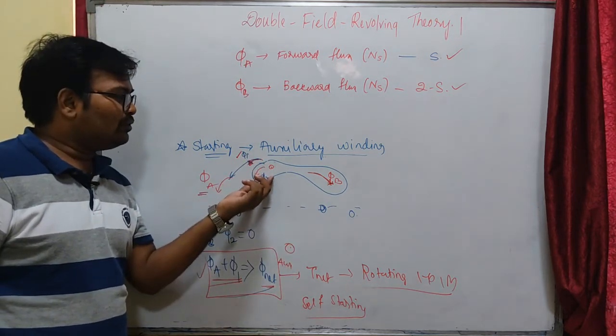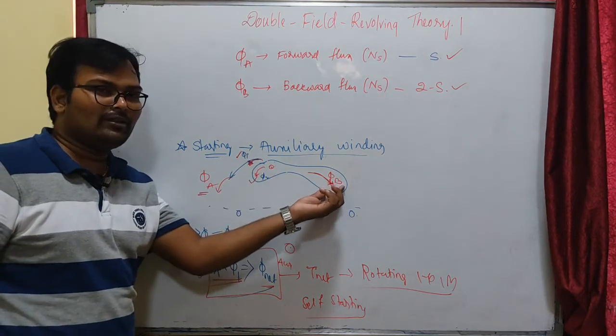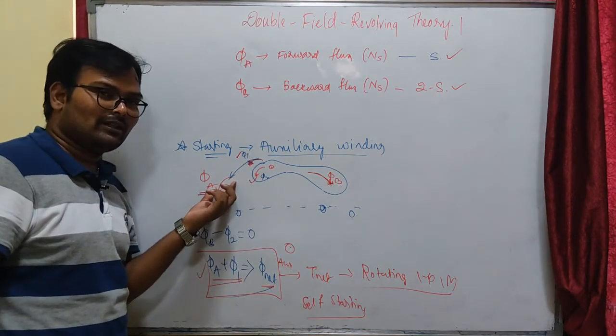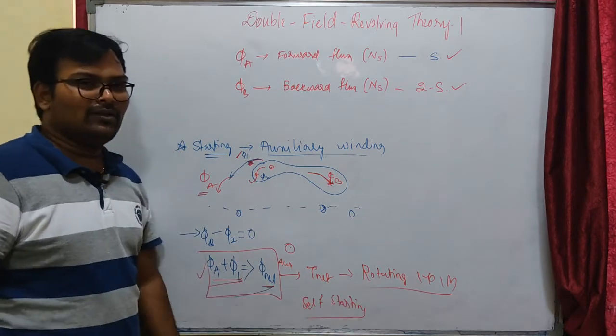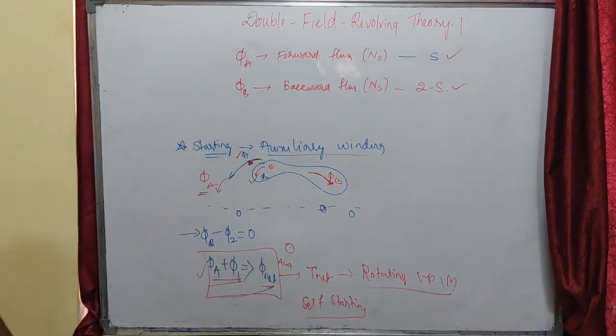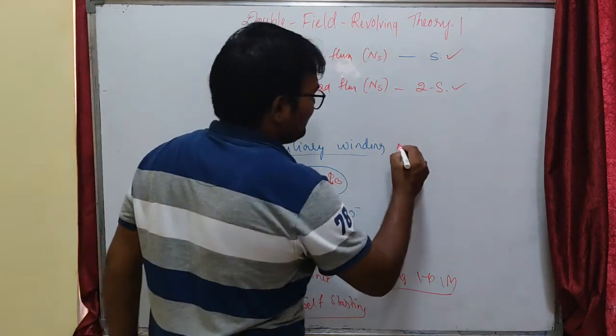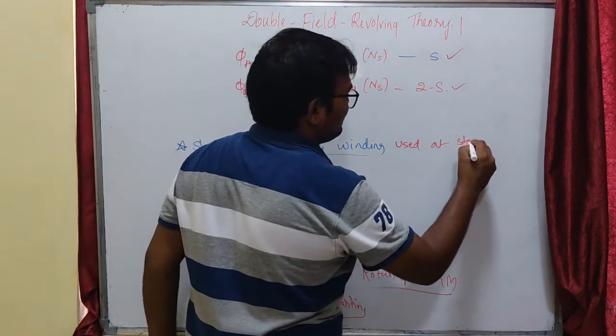Here our auxiliary winding has two fluxes. One flux will be nullified by the backwardly rotating flux, and the other flux will be added to our forwardly rotating flux, causing some net flux in the machine. This net flux will cause some net torque that will rotate the machine. So this is why we use auxiliary winding at the time of starting. Auxiliary winding is used at starting.